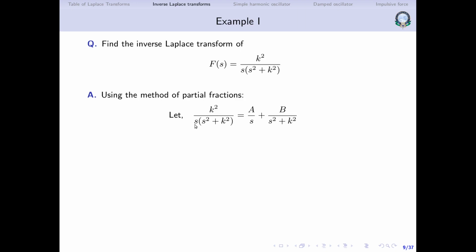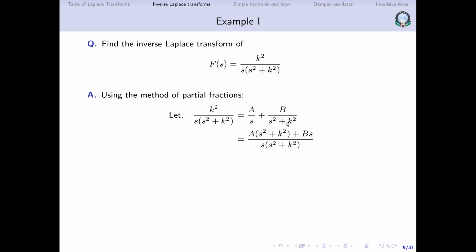So k square by s into s square plus k square, we can write it as a by s, because s is the first factor, so a divided by s, and the second factor is s square plus k square, so b, that we call it as b divided by s square plus k square. So now it's just a matter of finding out what are these unknown coefficients a and b.